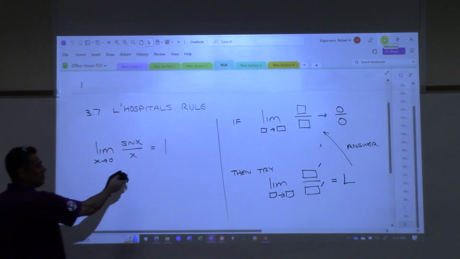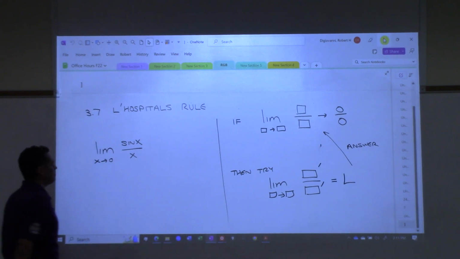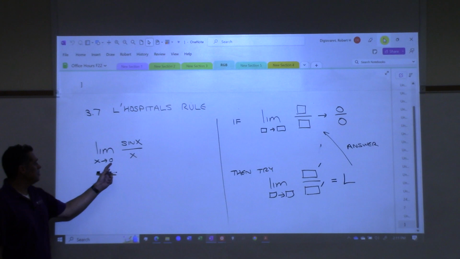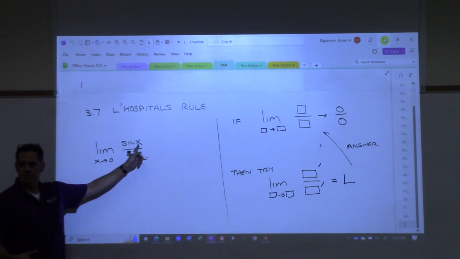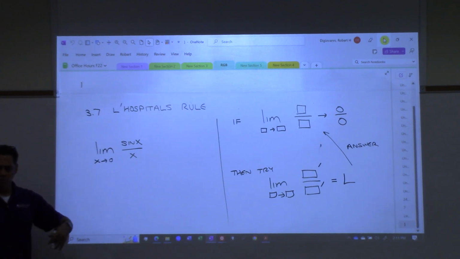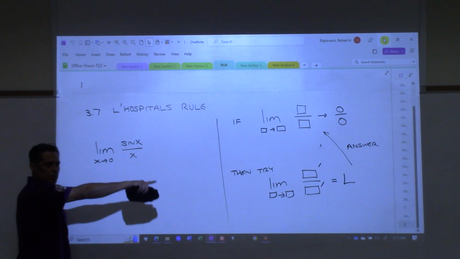Let's do it for this problem right here. Let's do that limit. All right, so we take this limit right now. What happens when we plug in 0? Sine of 0 is 0 over 0. This is 0 over 0, right? Normally that's algebra, do a trick, do something, right? But now I can bring in this rule.